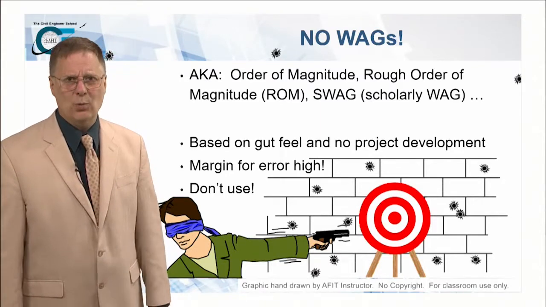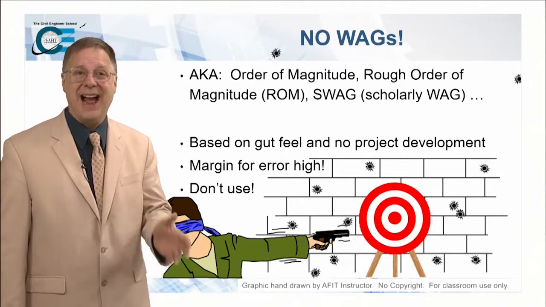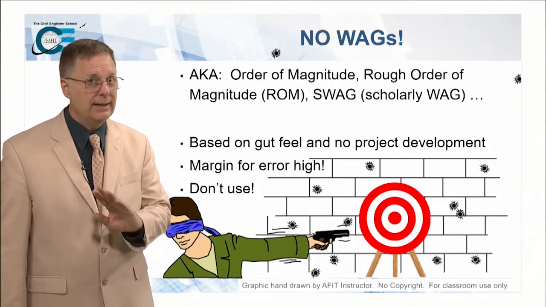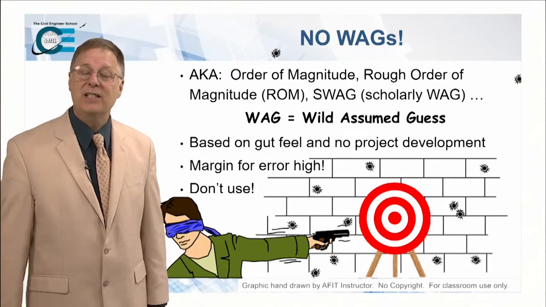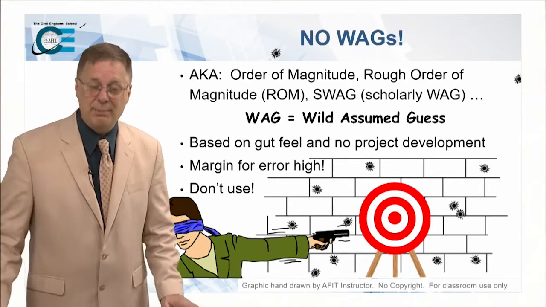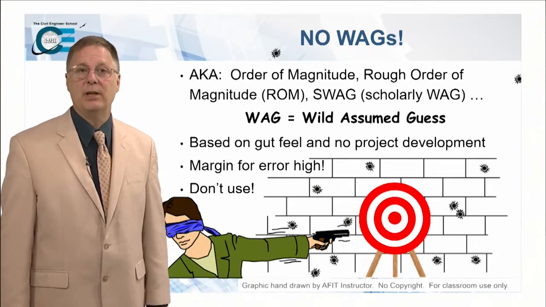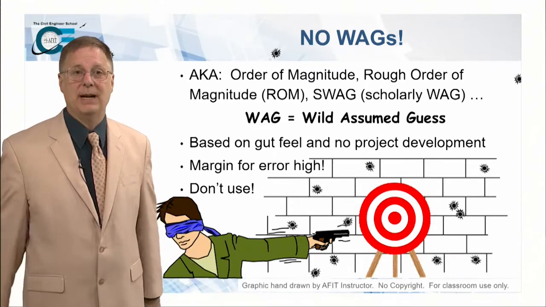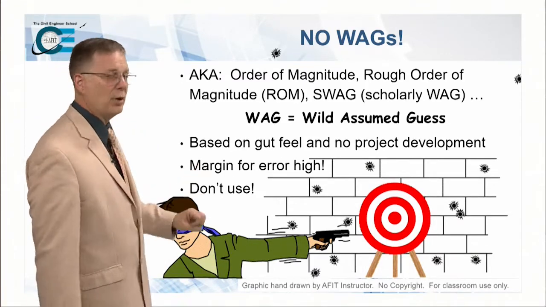Here's what a WAG is. You may not realize it, it's an acronym. It's been around since I was a lieutenant. It's been around for a while. It means a wild assumed guess. Now, because it's based upon your gut feel and your experience, there's no project development behind this thing. It's got a wide margin for error.